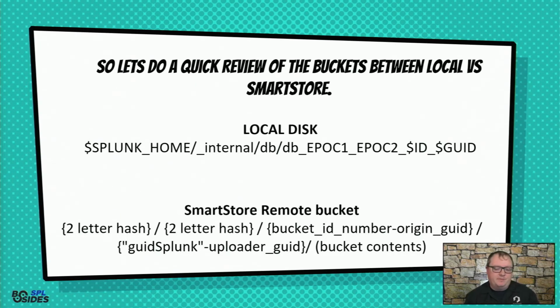SmartStore remote bucket path. Bucket ID number, dash origin GUID. Okay, that folder path. And then it's the GUID ID, uploader GUID, and bucket contents. Okay, I'm not really seeing a huge problem here yet. The bucket underscore ID underscore number. We'll get into that next, as this is going to be talking about the scenario that we have.